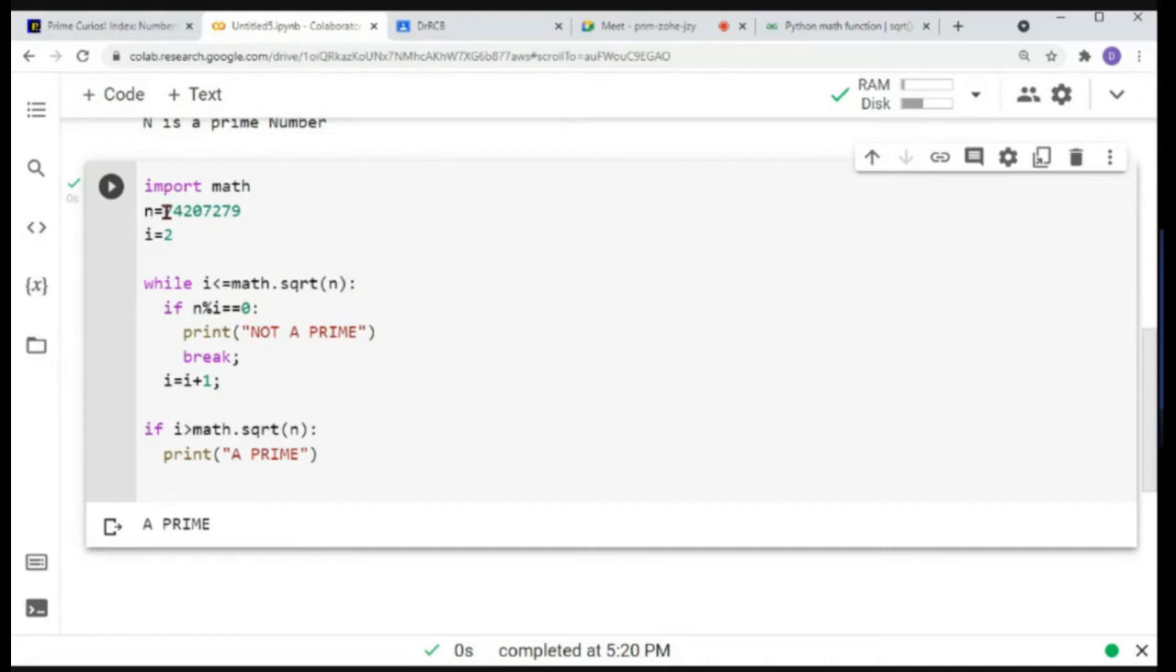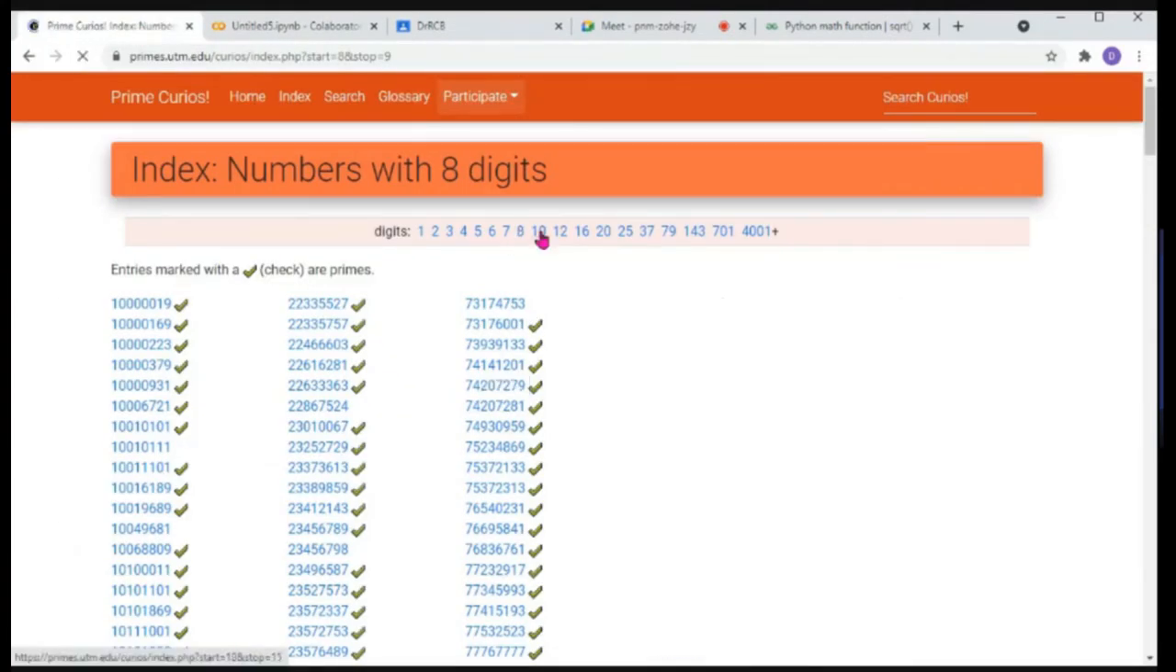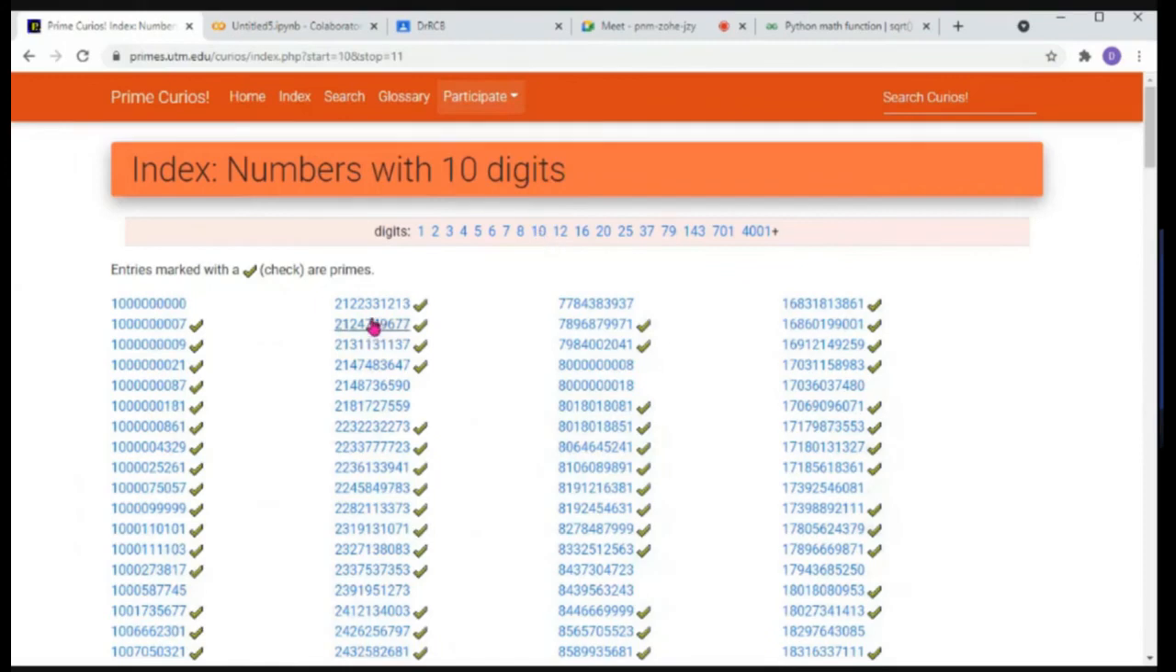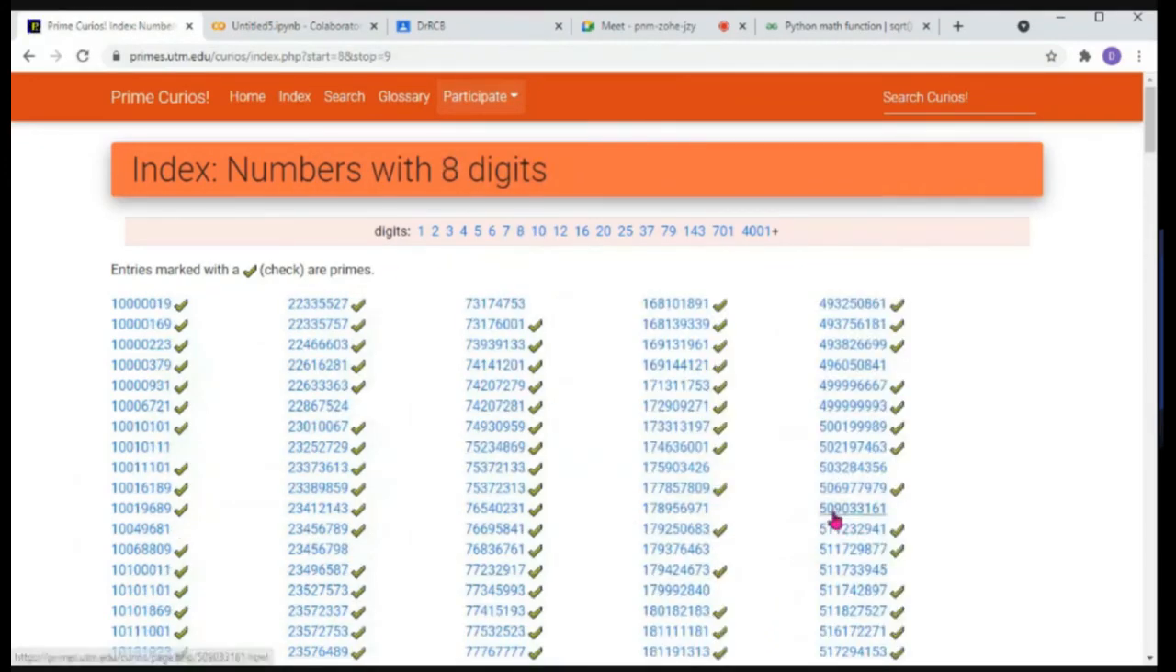Now see the difference. Previously, for this 8-digit number, it took us around 14 seconds. Now the result is returned by the program instantly, almost as soon as I click. It will do much better even if I give some 9-digit or 10-digit numbers. So let's try with a 9-digit number, say 1, 2, 3, 4, 5, 6, 7, 8, 9.